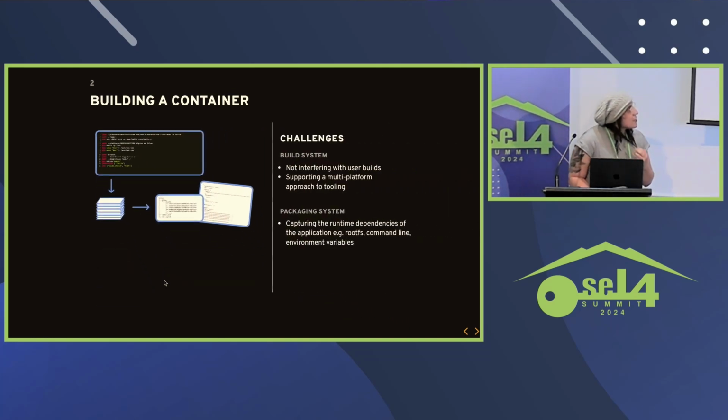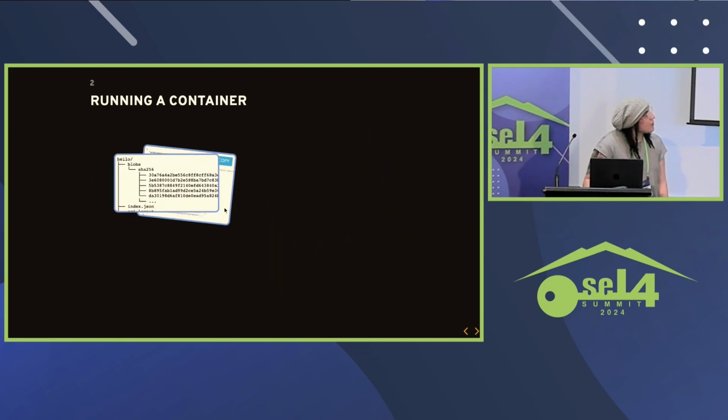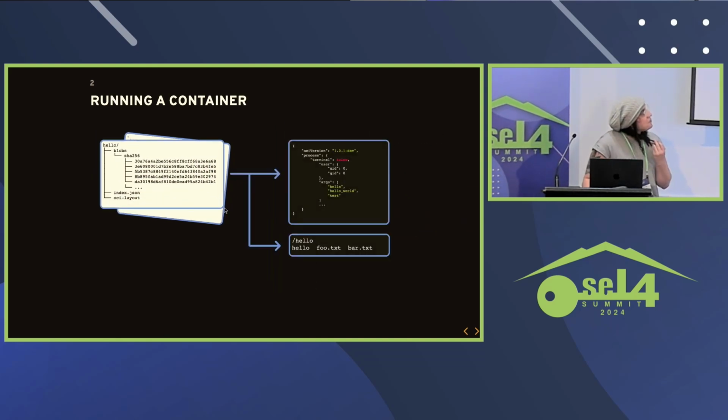The challenge here is, if we want to take this approach, we ideally don't want to interfere with the user's builds. They want to be able to write their Docker file how they see fit. And in the packaging, there are all these runtime dependencies we need to capture, the root FS and the environment variables, and make that available when we want to transpose that to seL4. Then, when it's time to run the container, it unpacks the archive and calls runc usually, which is just a chroot with extra steps, and then you're running your program.